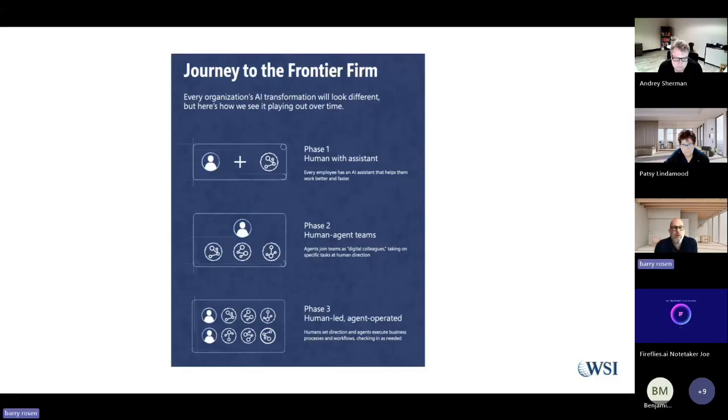What phase two is going to be is where you will have a human that will have agents on their team. And the agents will join as digital colleagues, and they will take on specific tasks at the human's direction. And then finally, in phase three, you'll have human-led agent-operated teams. So humans will have entire teams of agents that they will lead, and those agents will execute business processes and workflows, and they'll check in and they'll inform the human when they're done, the status, but they will actually perform and execute those processes on behalf of the human.